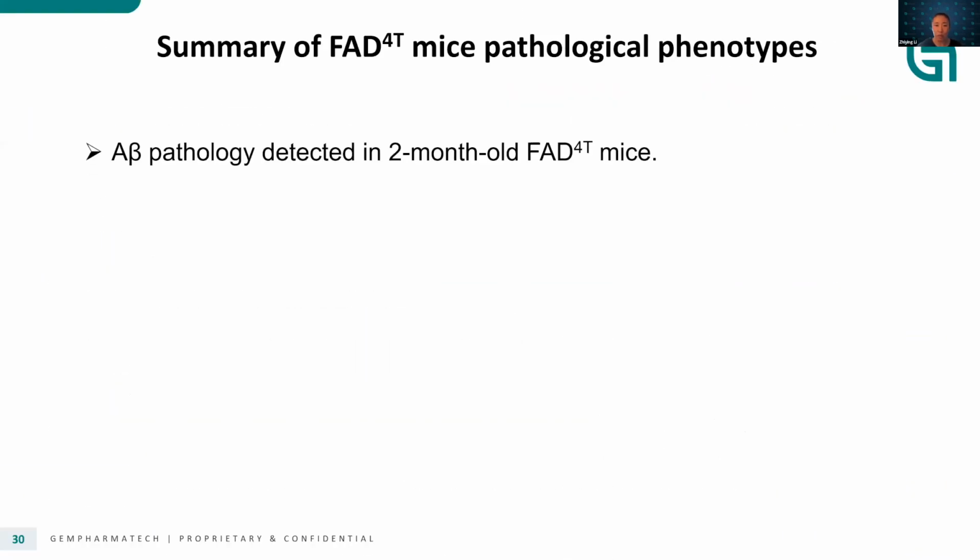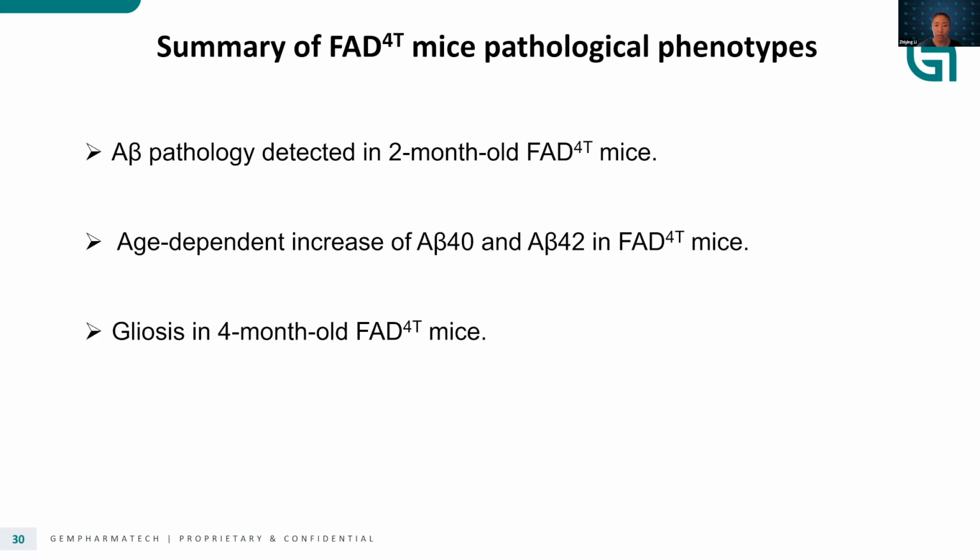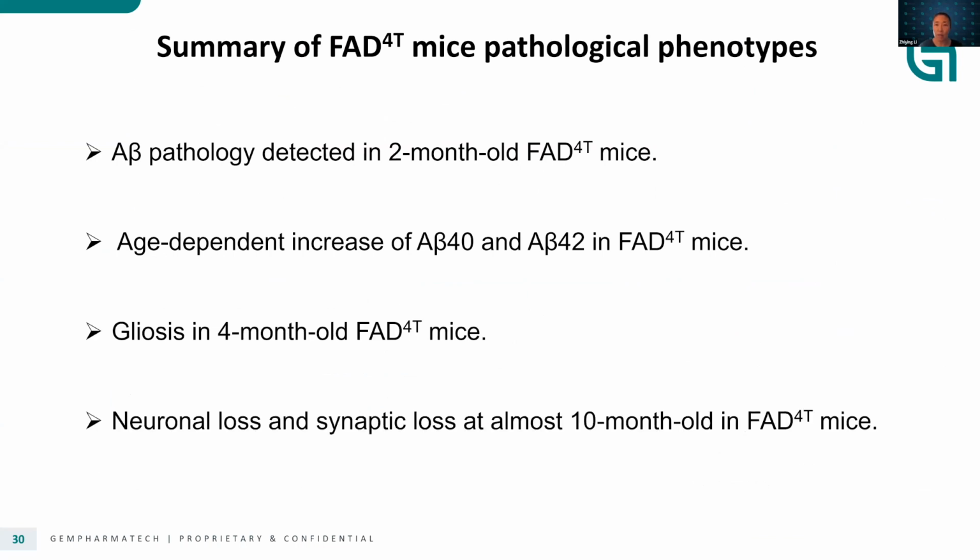So overall, up to this point, at the molecular and cellular level, what I've shared with you is that in the FAD14 mice, we see a distinct A beta accumulation starting from 1.5 to 2 months of age. The accumulation of A beta 40 and 42 is age dependent: the older the animal, the more accumulation. We can see reactive microglia starting from 2 months of age, and very prominent in the 4-month-old FAD14 mice. And finally, in older 8 to 10-month-old animals, we're seeing neuronal loss as well as synaptic loss.